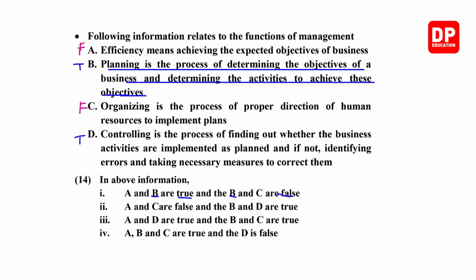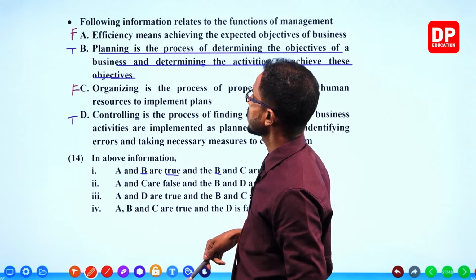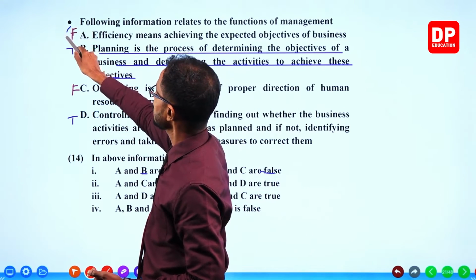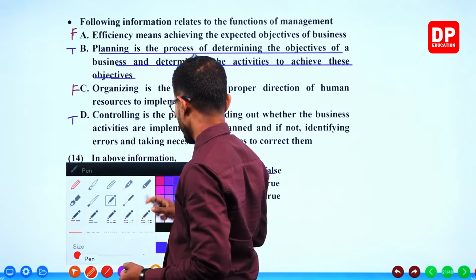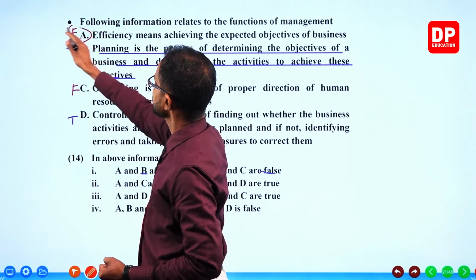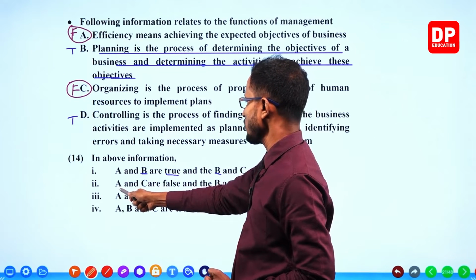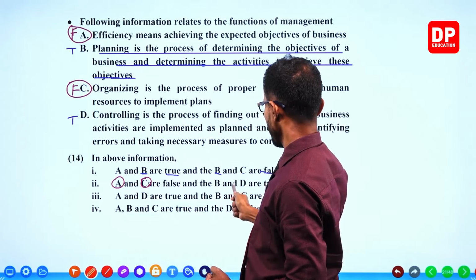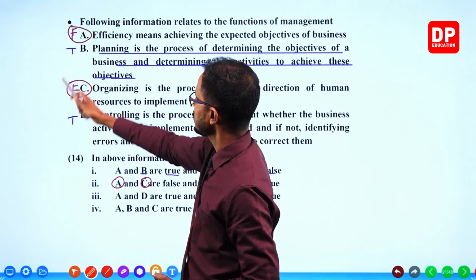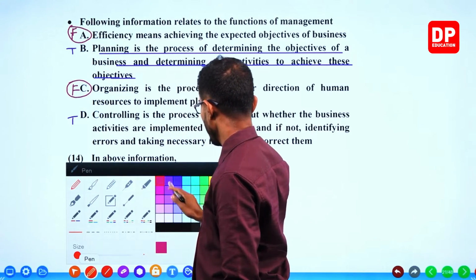A and C false. We can choose which answer? A and C are false. Use this color. A and C are false. We can choose this. A and C are false. And B and D are true. B. Yes, this is the answer. Here we go.